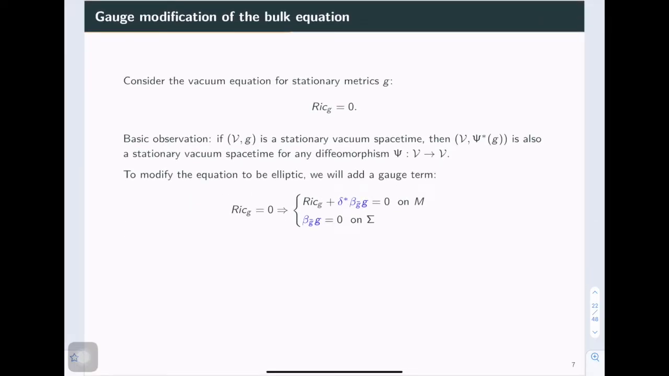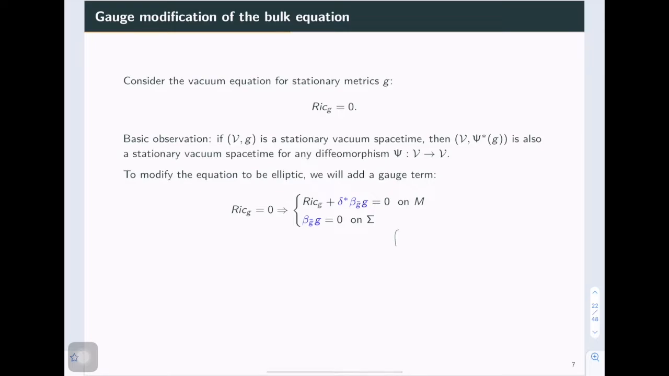However, we can modify the equation to be elliptic by adding a gauge term. Here, we change the Ricci flat equation to be the Ricci tensor plus an extra term equal to 0. Here, g is the unknown metric we want to solve for, and ḡ is a fixed background metric, which is stationary vacuum. We use β_ḡ(g) to denote the vector field obtained by taking the Bianchi operator on g with respect to the background metric ḡ.